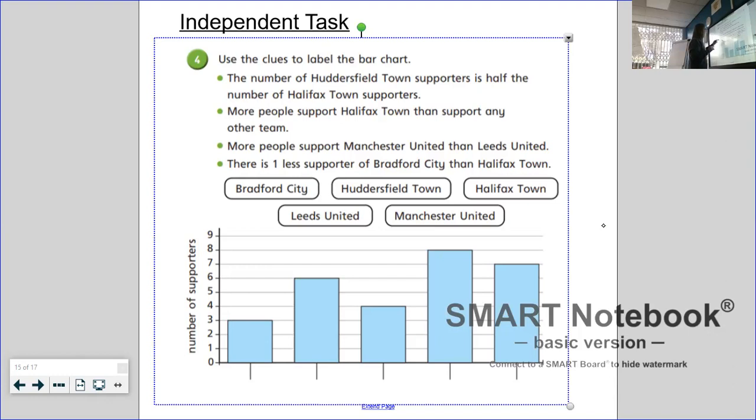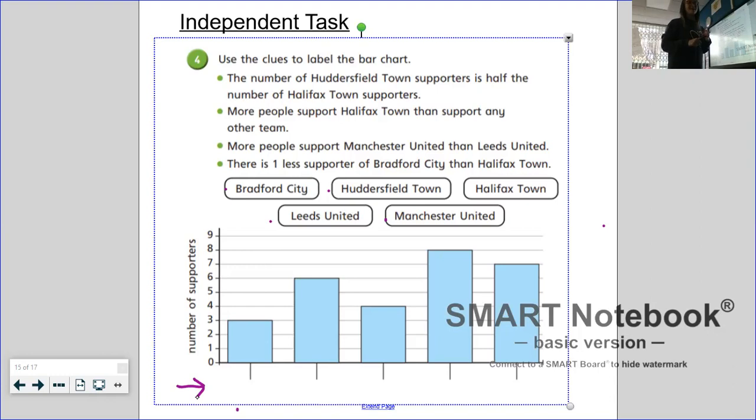Here you have your labels: Bradford City, Leeds United, Huddersfield Town, Manchester United and Halifax Town. And you are labelling your x-axis, you are labelling your bars, using the information here. I want you to have a go. It took me a little bit of time to do this, and that's okay. Pause the video and have a go at labelling the bars using the information. You can do this. Pause the video now.